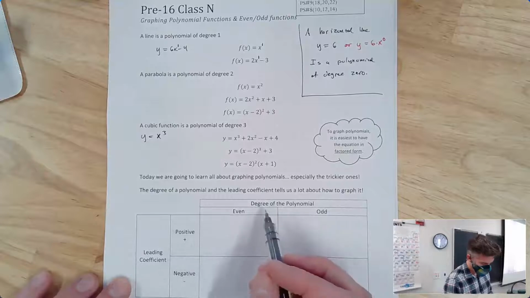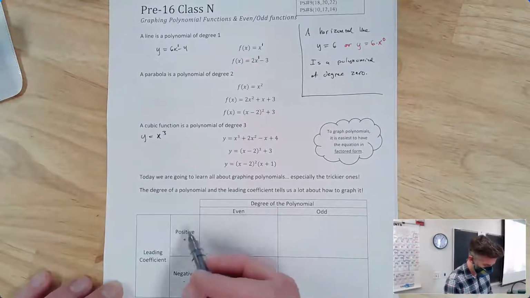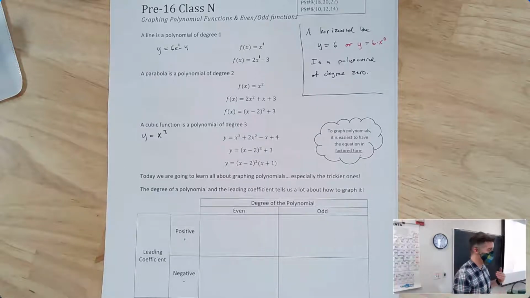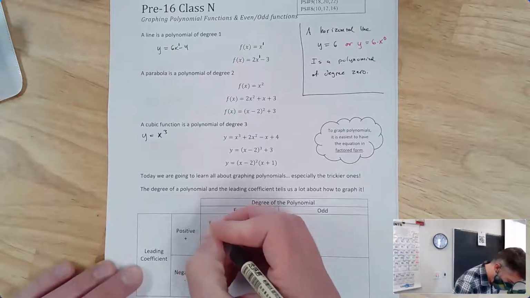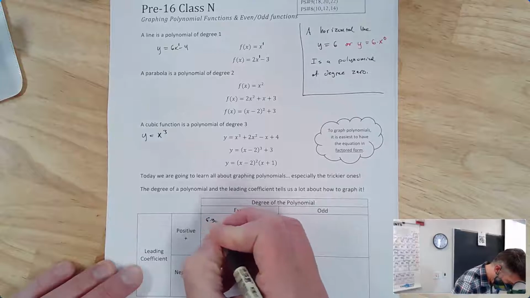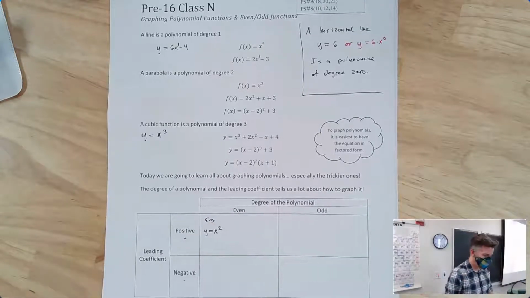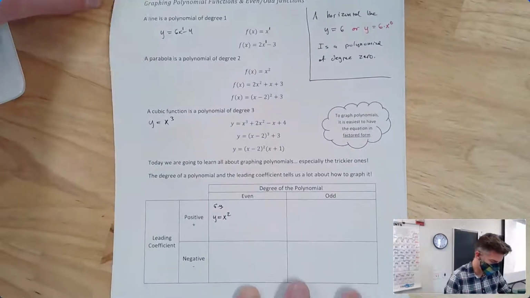If I have a polynomial with an even degree and a positive leading coefficient, there is an example I like to keep in mind, and it's a really easy one. It's y equal to x squared. I know what that graph looks like.